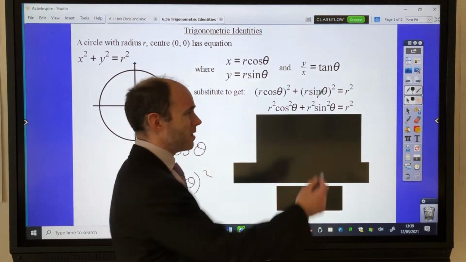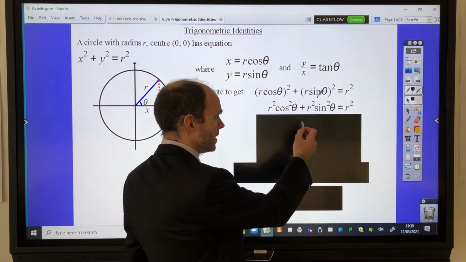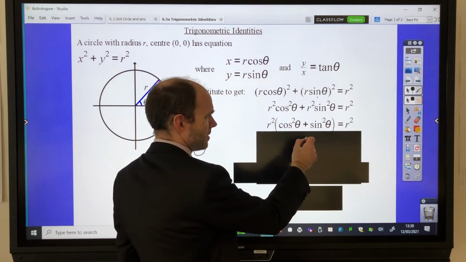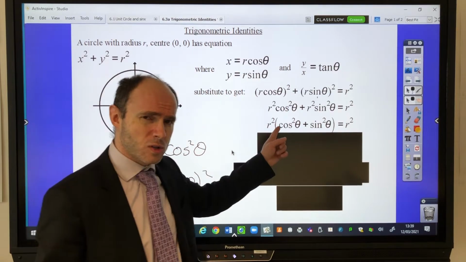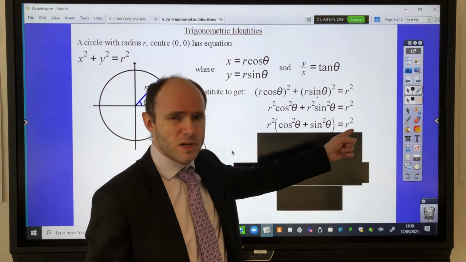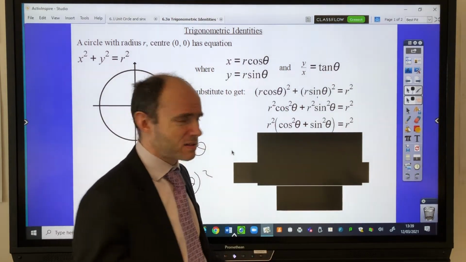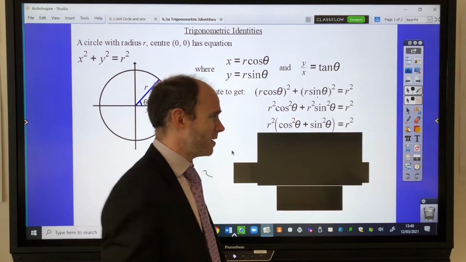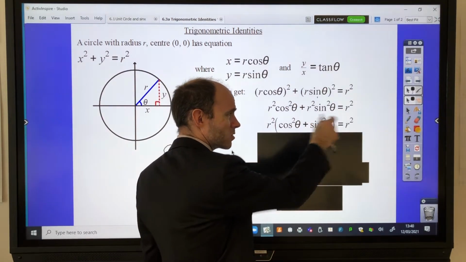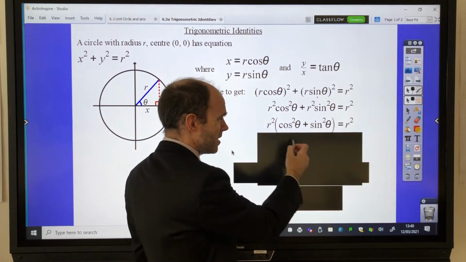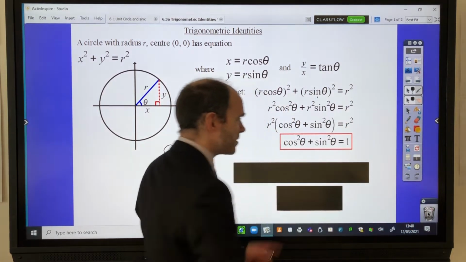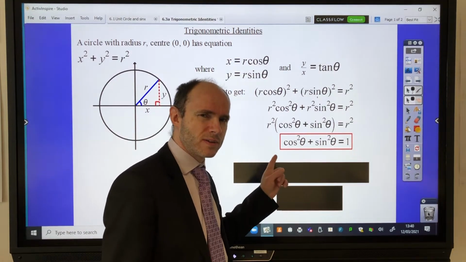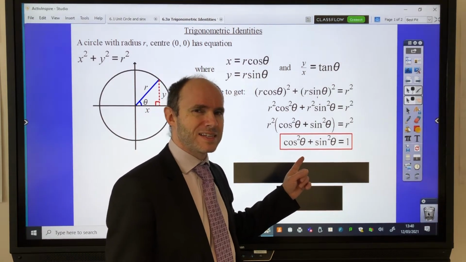Well, what can we do with that? We can either divide that by r squared, of course, r not being 0, or you can factorise first. So you get r squared, cos squared theta plus sine squared theta equals r squared. Well, that being the case, cos squared theta plus sine squared theta must be 1, mustn't it? Okay, because r squared times that has got to be r squared. So the brackets has got to be just 1. So that gives us our first trigonometric identity, a very handy identity indeed. Cos squared theta plus sine squared theta is equal to 1.